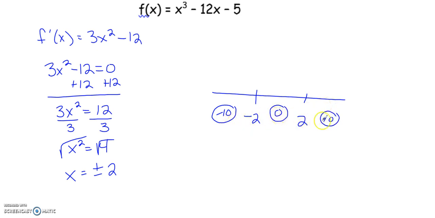I circle the numbers I'm testing because they're not going to be part of my final answer. They're just tools for me to get to that answer. Now, what I'm going to do is plug all three of these values into the derivative.